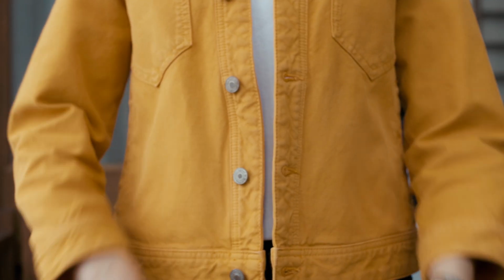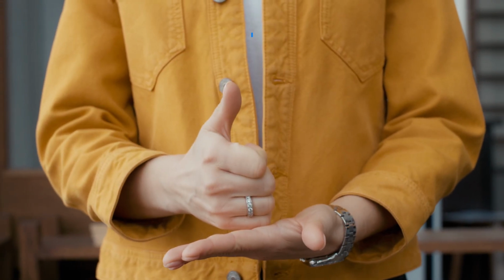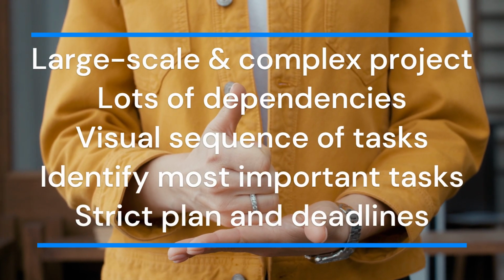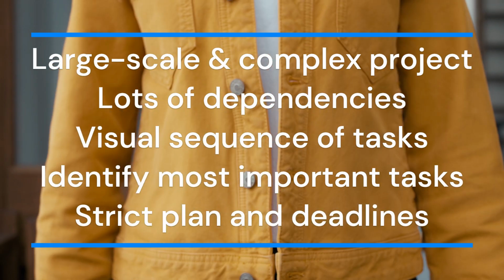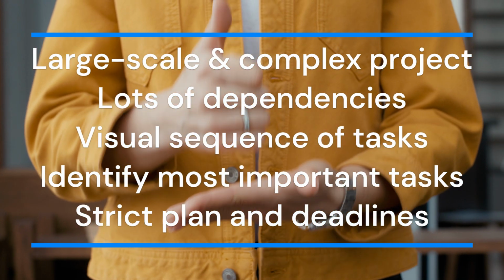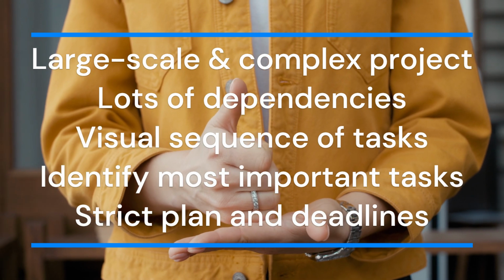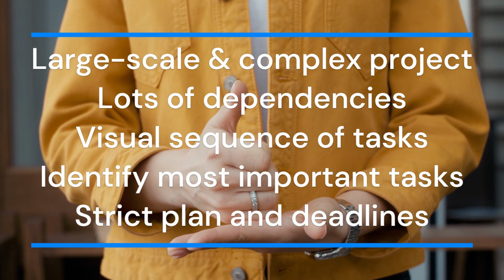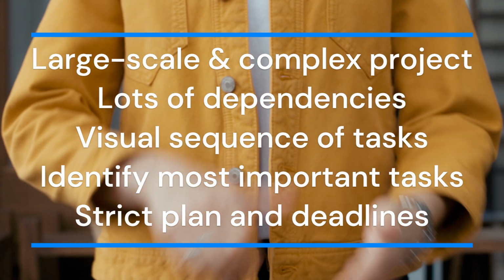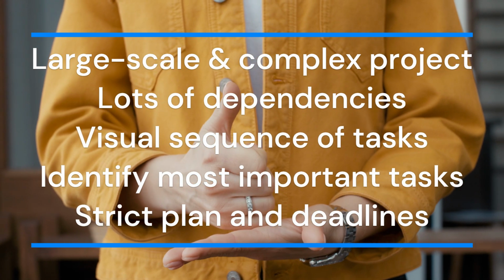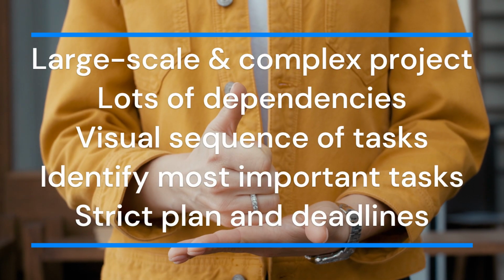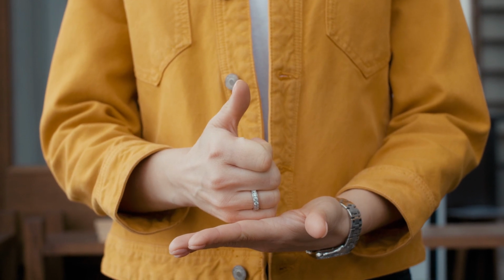There are lots of ways to visualize the critical path depending on the complexity of your project, from flow graphs to Gantt charts. So when you will be using this method, probably your project is large scale and complex, has a lot of dependencies, and you're looking for a visual way to map out the sequence of tasks. You also need to identify which tasks are the most important, so you can better allocate the resources. You may also have a strict plan and deadlines with no room for silly business.